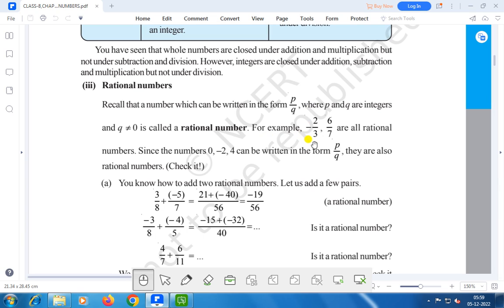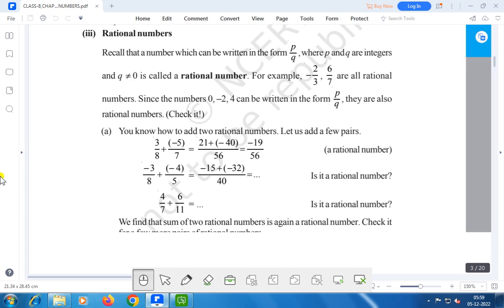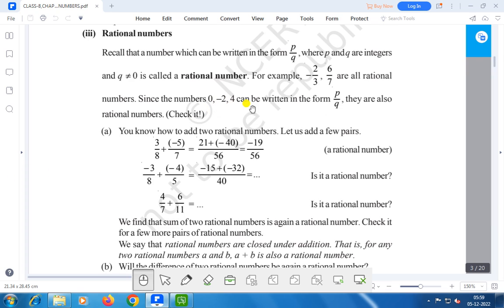For example, minus 2 by 3, 6 by 7 are all rational numbers. Since the numbers 0, minus 2, 4 can be written in the form p by q, they are also rational numbers. You know how to add two rational numbers. Let us add a few pairs.